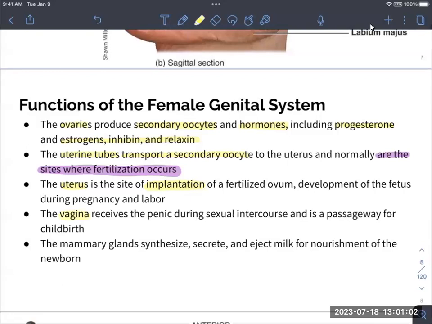The vagina, this is what receives the penis during sexual intercourse. This is also considered a pathway for childbirth. Then those mammary glands, they are going to secrete and eject milk. This milk is what nourishes the newborn and gives them the nutrients that they need, along with these different antibodies. Mom will share antibodies with the newborn through breast milk.